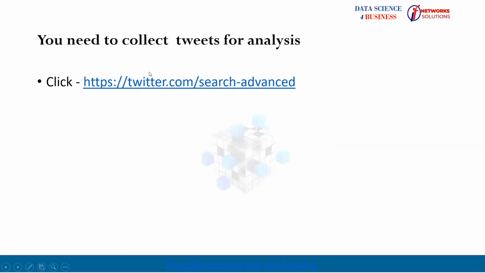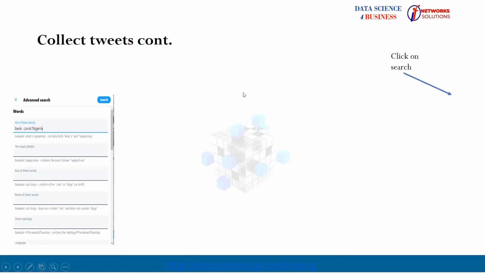In order to download the data, meaning that we want to collect tweets for our analysis, you need a search string. And in order to get that search string, you want to go to this URL that I have right here, twitter.com. You can just open a new browser and type this particular URL. Once you type this URL, it will bring you to an interface like this. You see this interface on the Twitter account that comes up. So you want to type in the search criteria that we talked about earlier. So we have bank, COVID, Nigeria.